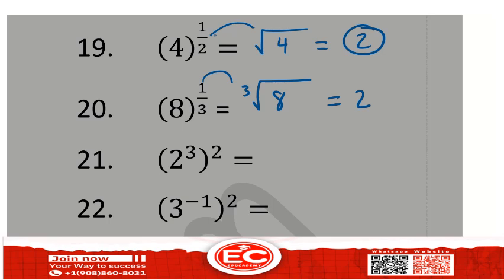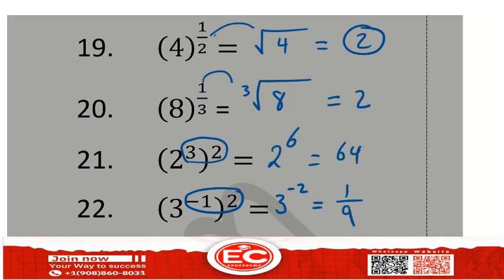Two to the power of 3, all to the power of 2: power to the power is multiplication. So it's 2 to the power of 6, and 2 power 6 is equal to 64. Power to the power is multiply, so it's 3 power negative 2. And 3 power negative 2 is 1 over 9, because it's 1 over 3 power 2.